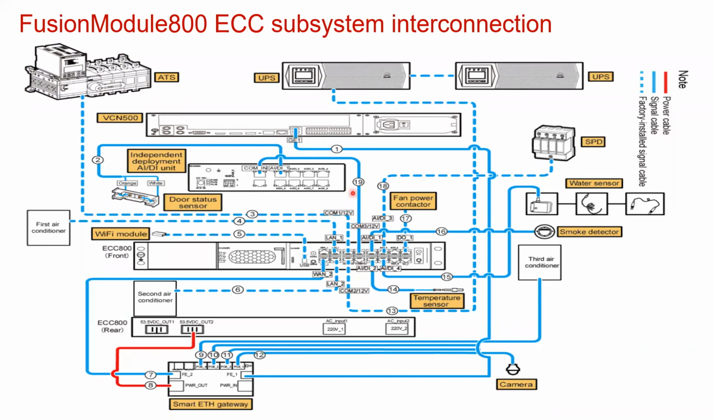Similarly, for the dark blue line, I'm connecting the hub, or you can say the switch, and this switch can do the AI/DI connections on the environment and make the further sensor connectivity. Like this is my door open, door closure sensor. This is a door status sensor. This sensor can also give the reading whether the door is open or closed. So this can be easily watched by this ETH controller, and the ETH controller further gives the input to the ECC.